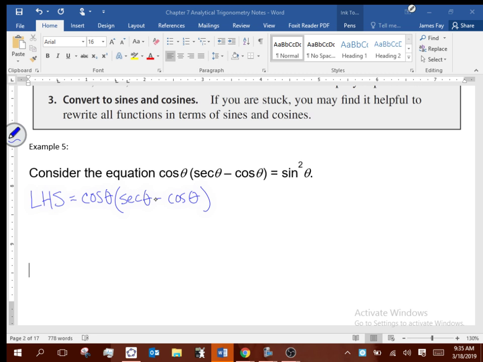However, does anybody know what cosine theta times secant theta is? It's 1, right? Cosine times secant, those are reciprocals. Some of you might prefer to write it this way, and I like this because it's deliberate. You're telling me exactly everything that is important.